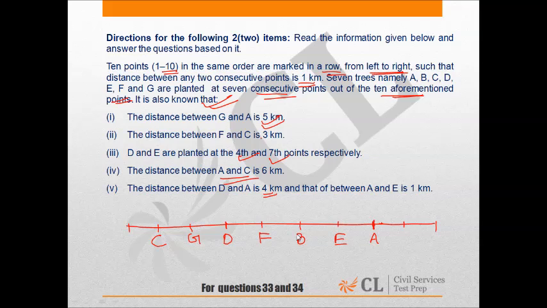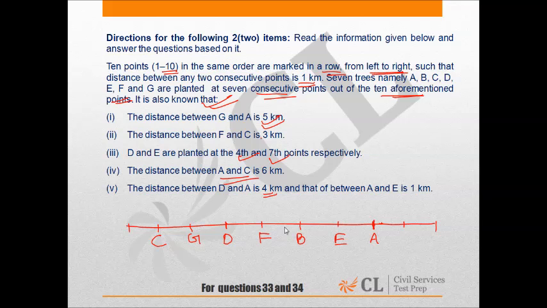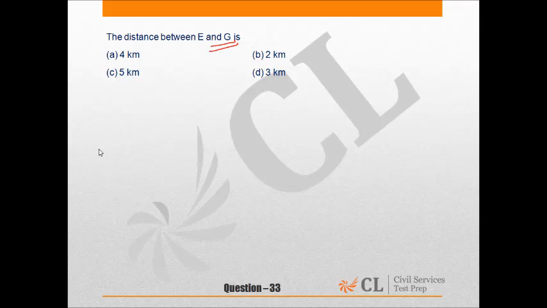Now first question, the distance between E and G is, it's E and it's G. We can see that the distance between E and G is 4 km, because 1 km plus 1 plus 1 plus 1, that is 4 km. So our answer is option A.